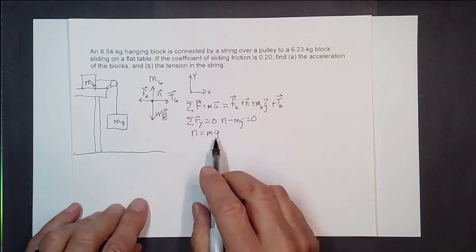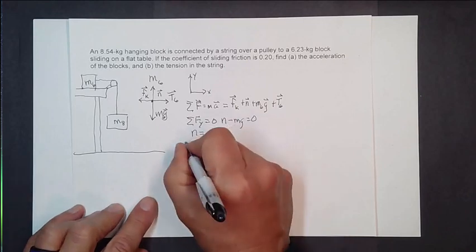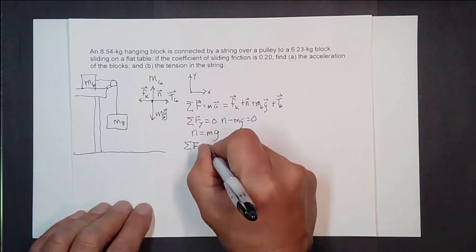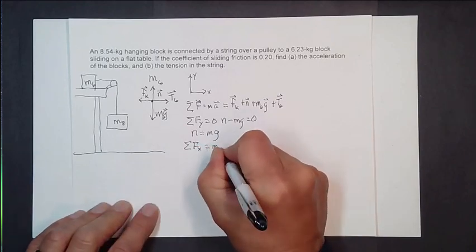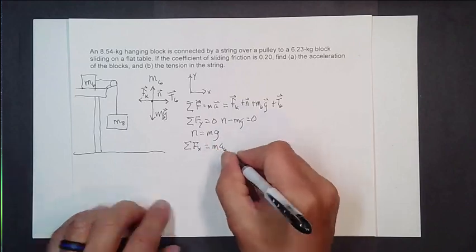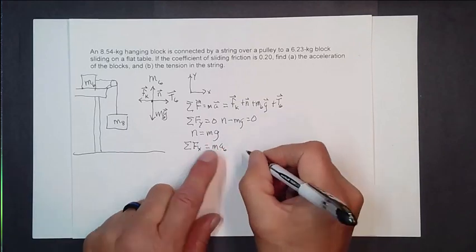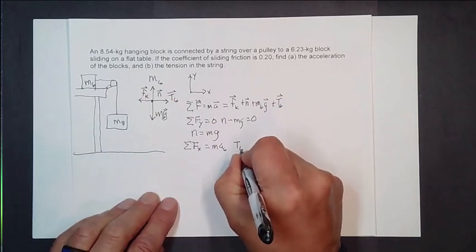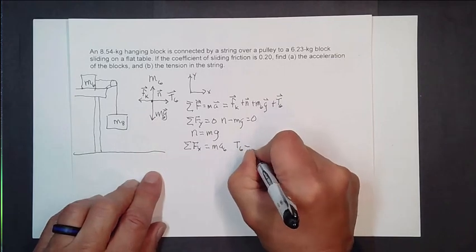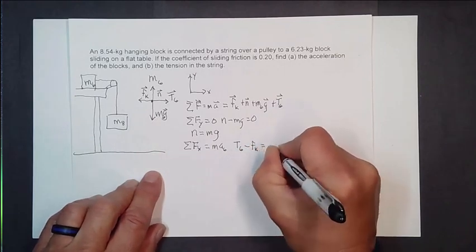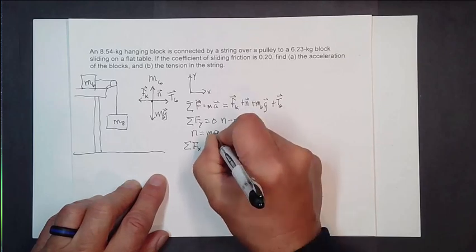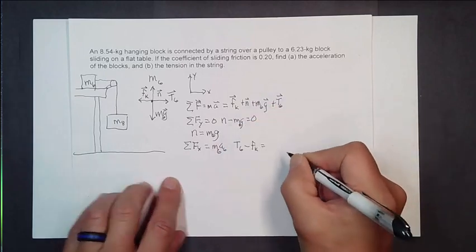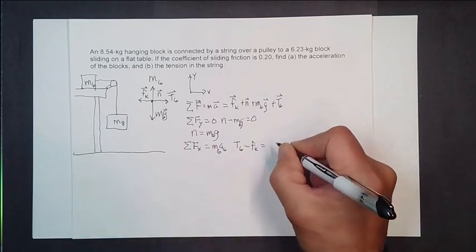All right. How about the sum of the forces in the x direction? Those are going to equal, by the way, M6 A6 for the acceleration of the 6 kilogram thing. I've got T6 pointing in the positive x direction minus F sub k is going to equal M6 A6. I forgot my little subscripts there. Anyway, because I've got two masses going on.